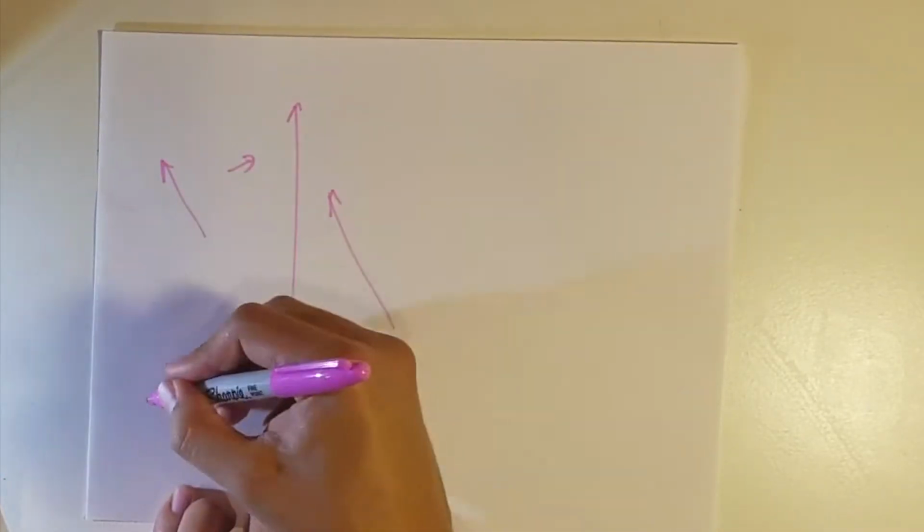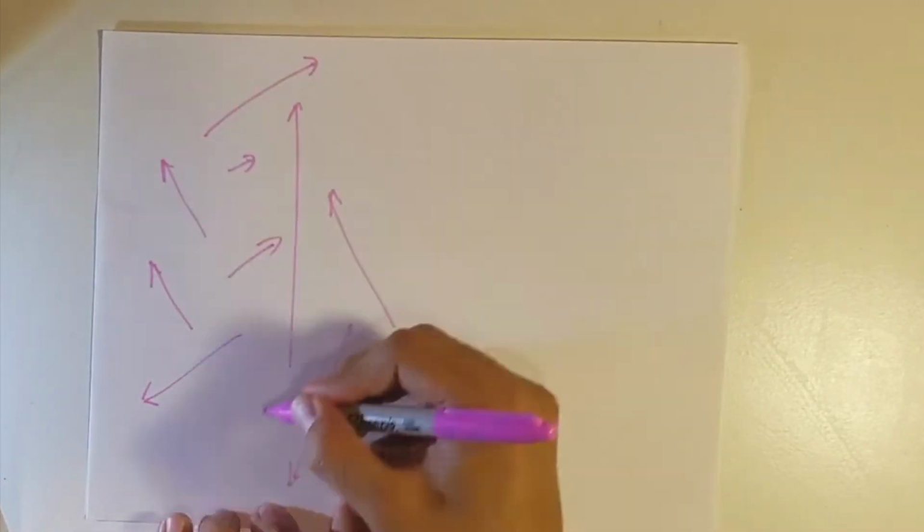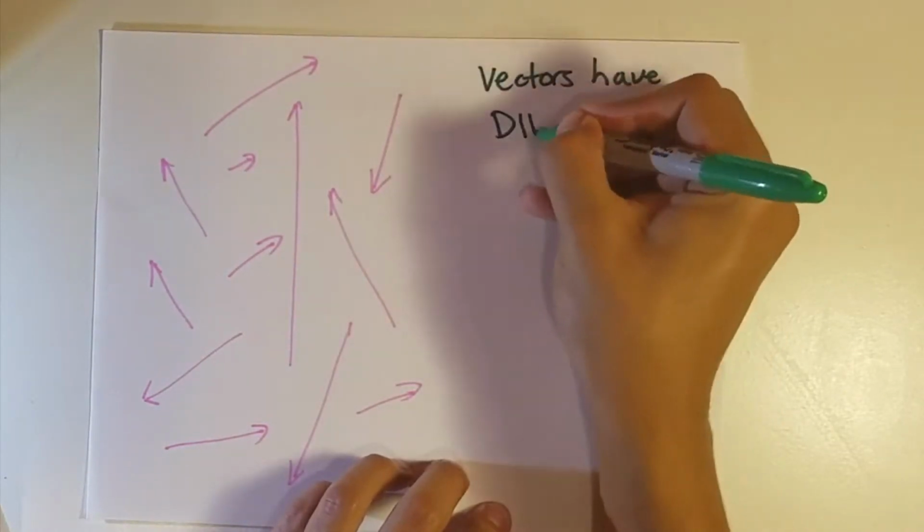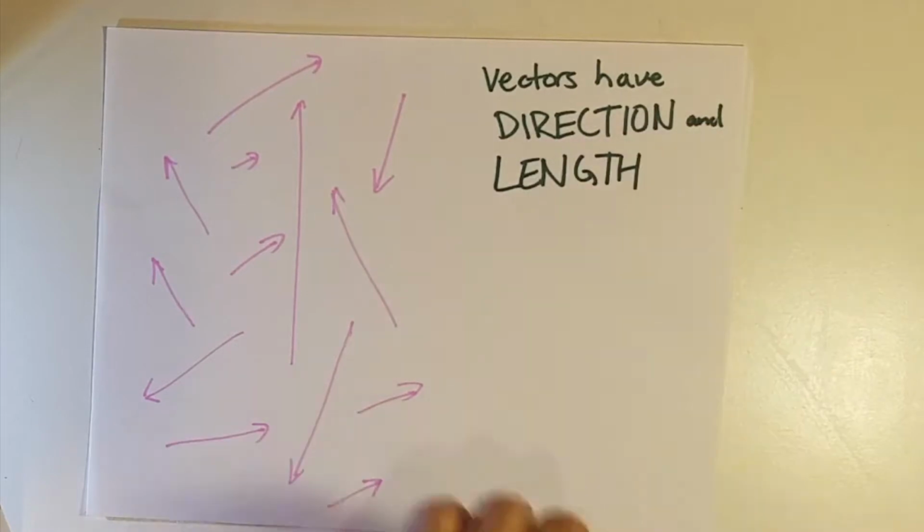Let's get started. For many students, this is the first time learning about vectors. And if you're confused, it might sound trivial, but just think of vectors as an array of arrows. You got long arrows, short arrows, pointing in every direction. Note that each arrow, or vector, has both a direction and a length.